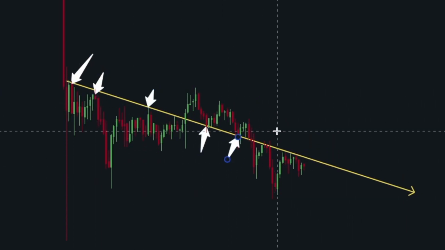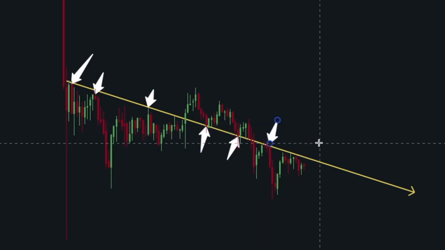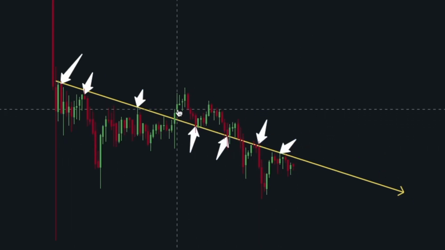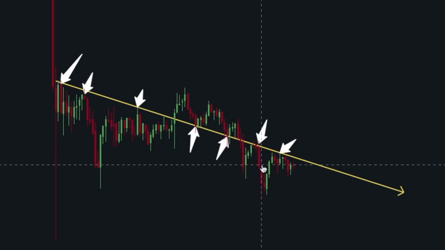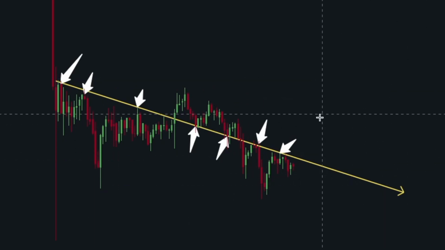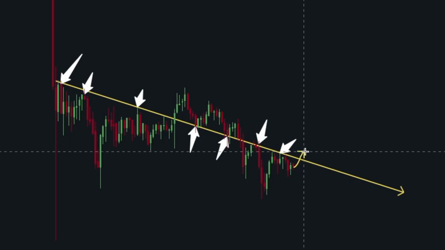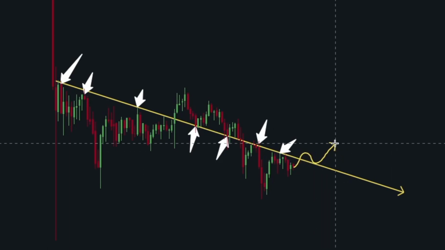Price broke below it, and the same line which acted as a support is acting as a resistance. So you can see we are following this falling trend line. So what we want is price to again break out of it and turn this resistance into support if we do want to see any sort of a price movement.